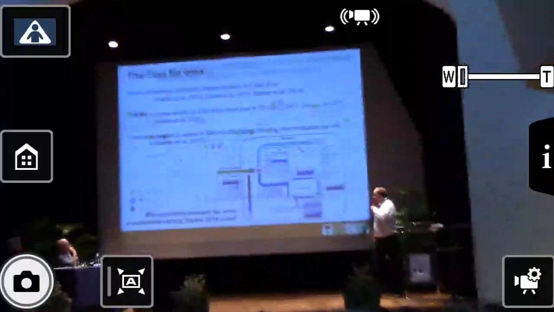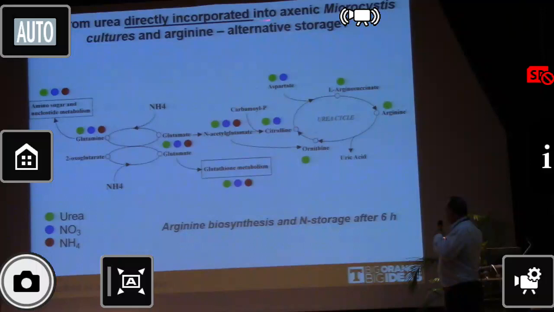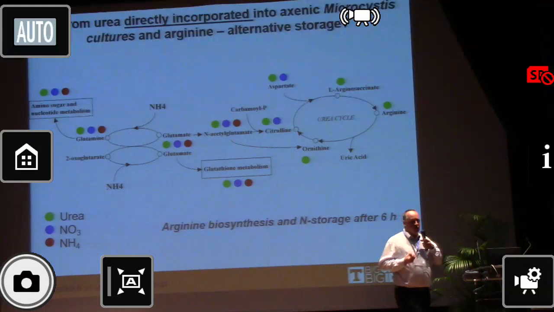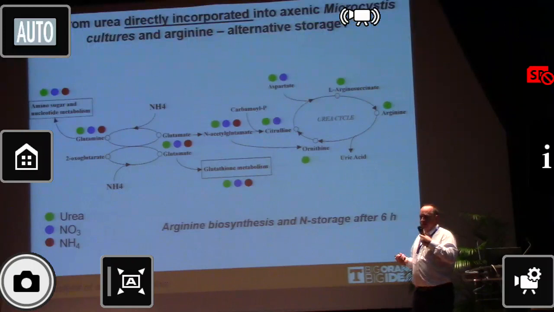In the lab, we validated this. Laura Krausfeld, some of you might have met her at SIL, has gone in and shown that N15 from urea is directly incorporated into axenic Microcystis using metabolomics. So what we do here is we feed urea with 15 nitrogen in, replacing 14 nitrogen in the cells, and we measure all the different metabolites, and we look and see where the urea is incorporated.